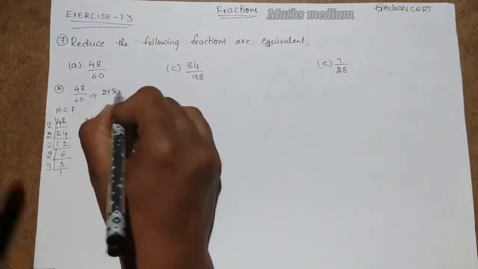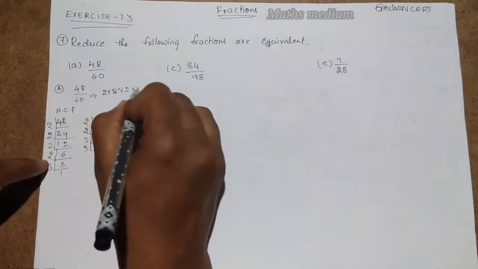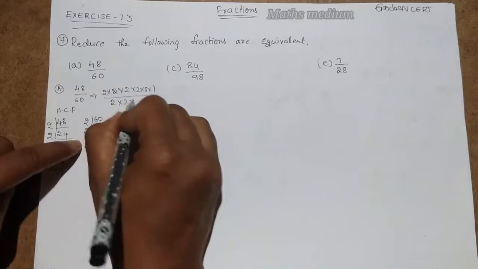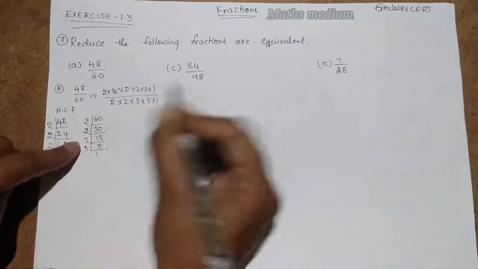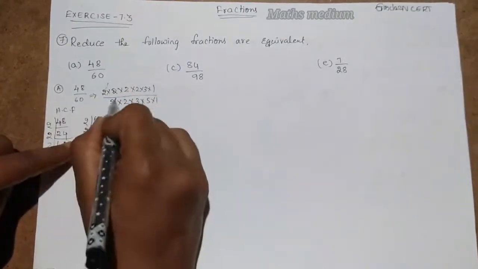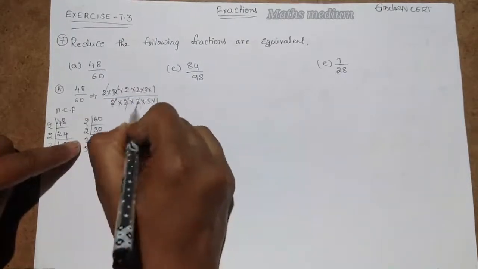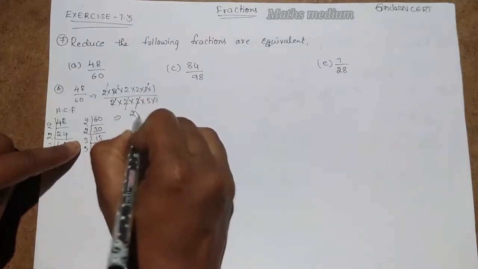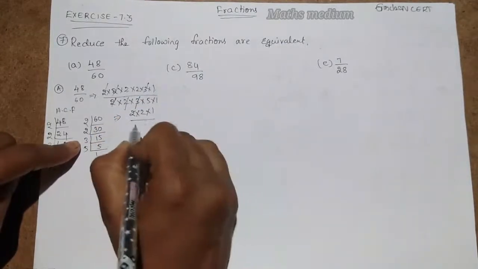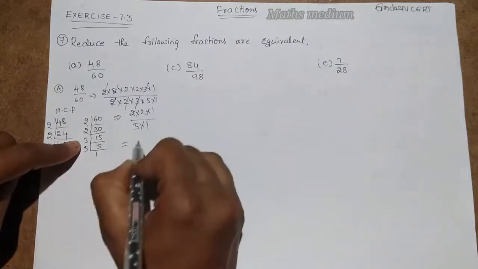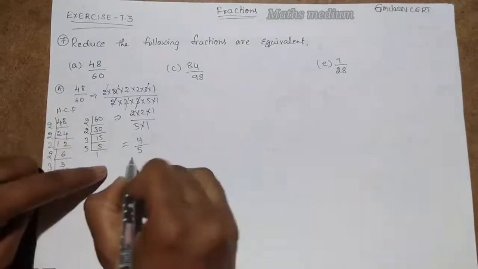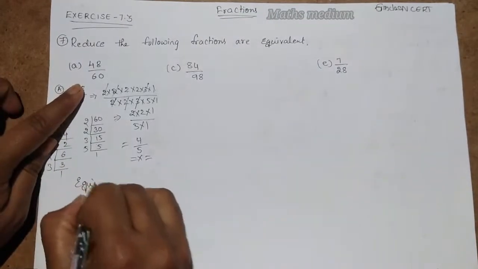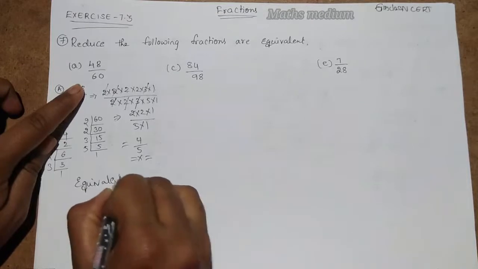So 2 into 2 into 2 into 2 into 3 into 1 divided by 2 into 2 into 3 into 5 into 1. So here 2 gets cancelled. Here also 2, 2. Here also 3, 3. So here we have 2 into 2 into 1 divided by 5 into 1. 2 2s are 4 by 5. This is the simplest form for the given fraction, and this is also the equivalent fraction.